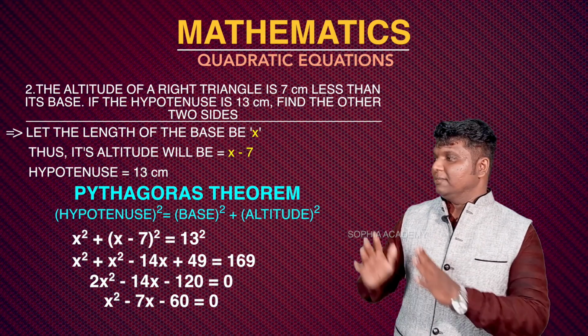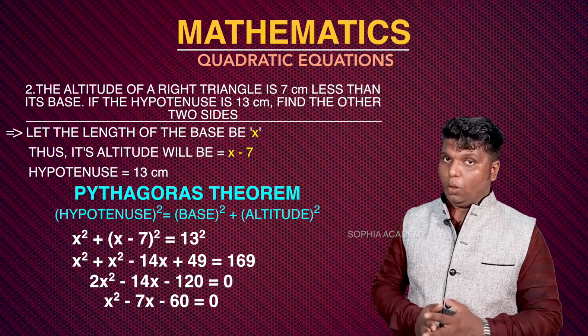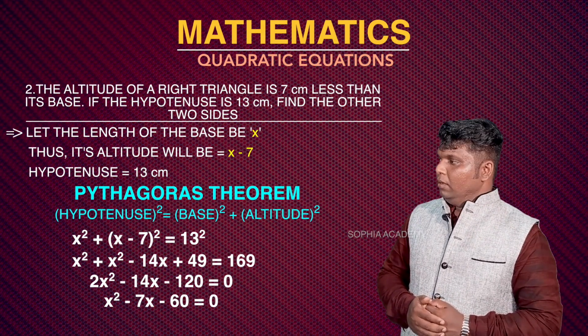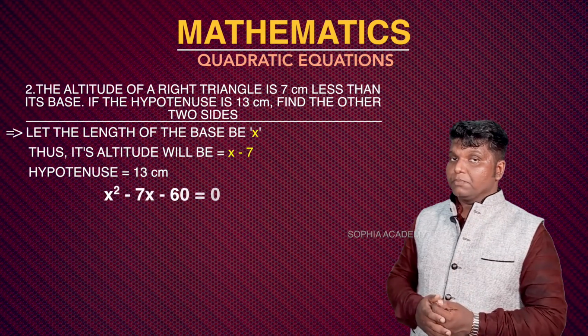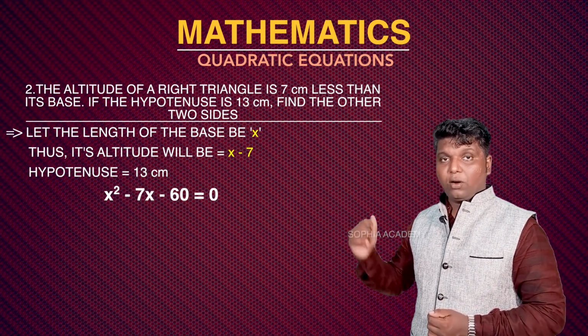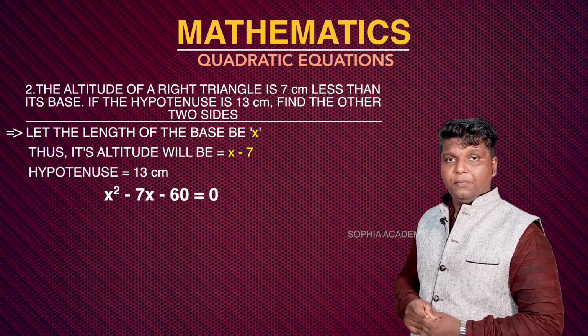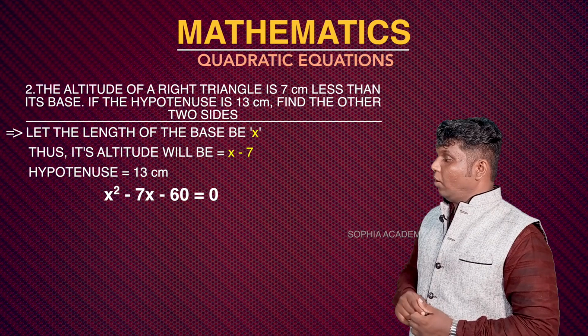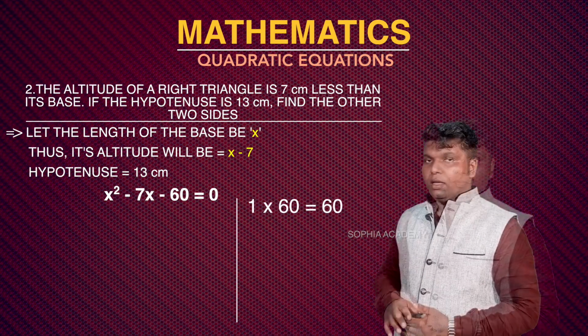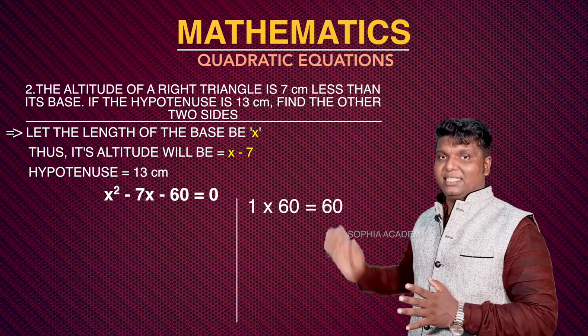Now let us split the middle term and solve this particular quadratic equation. As I told you how to split the middle term, first of all you have to multiply the coefficient of x square by the constant. What is the coefficient of x square here? It is 1. What is the constant term here? It is 60. 1 into 60, what is it? It is 60. Now in the working column you have to write these things, okay?